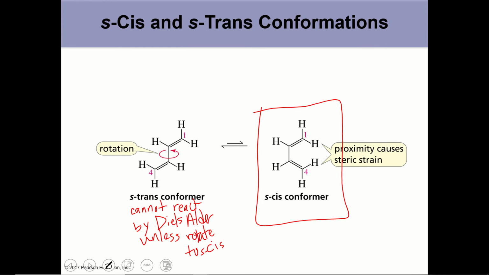Okay, and so what we can actually do is rank which diene is going to react the fastest based on what these two groups that cause steric strain are. If they're both hydrogen, that's fine, but what if they're something bigger, like a tert-butyl group? Then the chances of rotating into the s-cis conformer would be less.